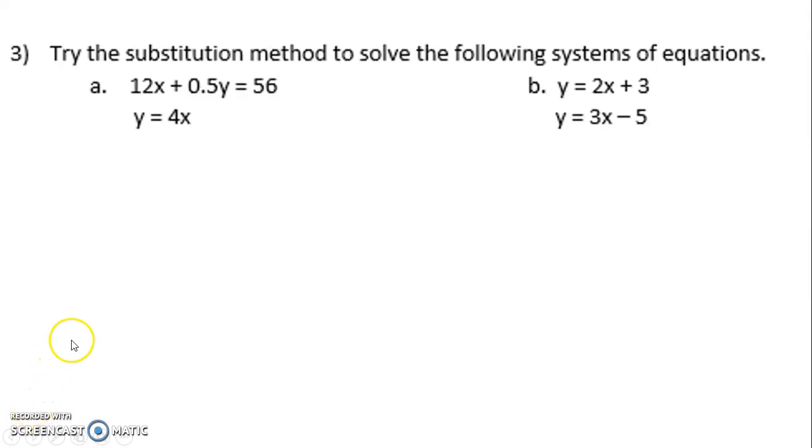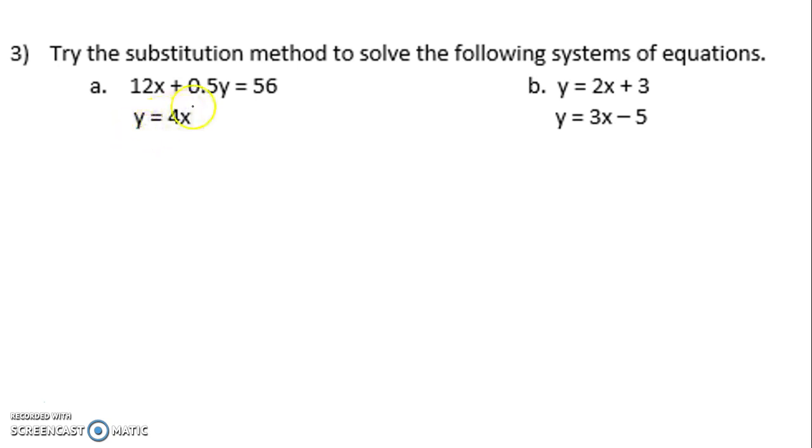We are going to practice using the substitution method, and these problems are not word problems, but just making sure we understand all the algebra that we need to do. So in order to use the substitution method, we truly want to have one equation of the problem solved out for a variable, and that's already done for us here.